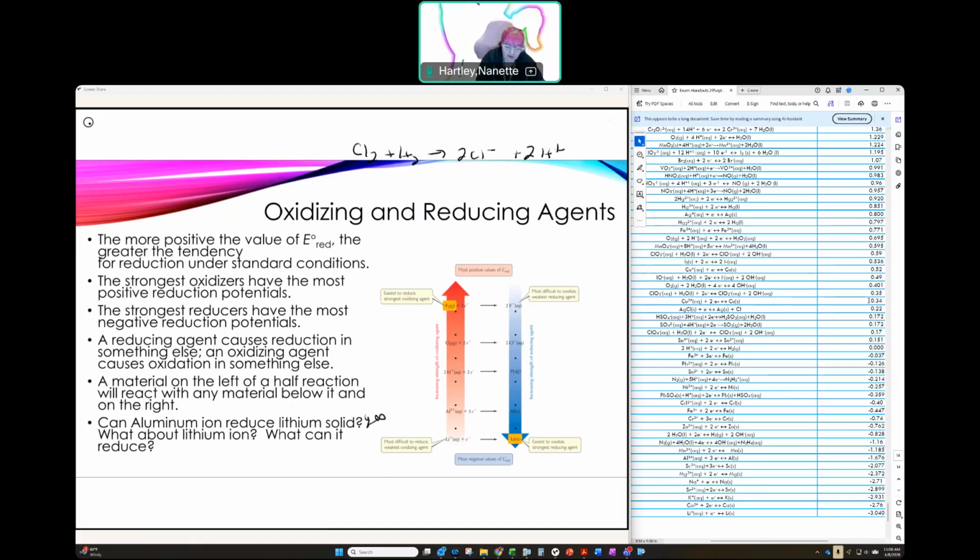What about the lithium ion? Can it reduce the aluminum solid? Or could this Al3 plus do that to the lithium ion? No, absolutely not. That is not something you can do. It's on the wrong side. Now, what can that lithium ion reduce? Absolutely nothing, because there's nothing below it, not in this table anyway. So based on the information that you have available on this slide, there's nothing that it can reduce.